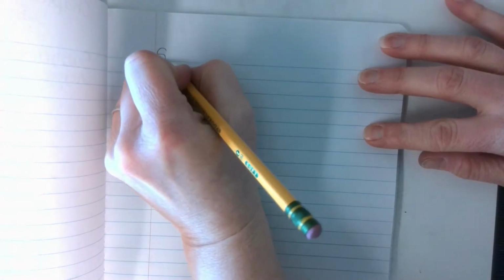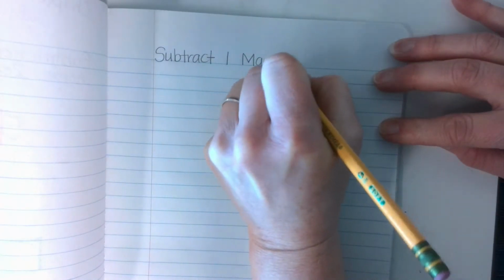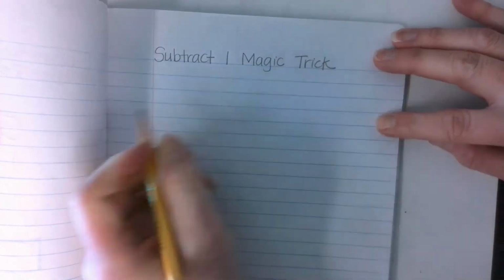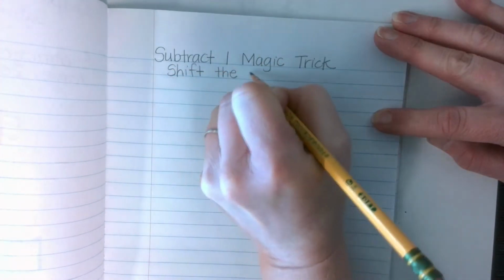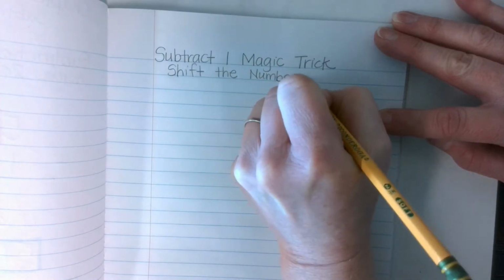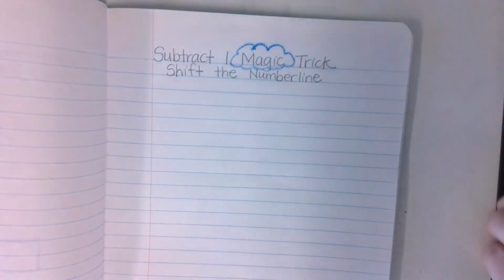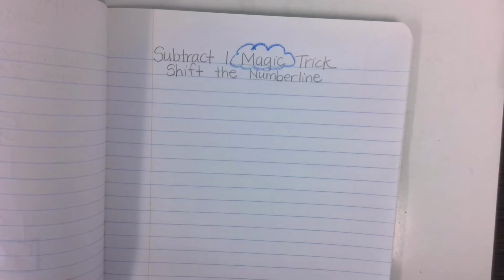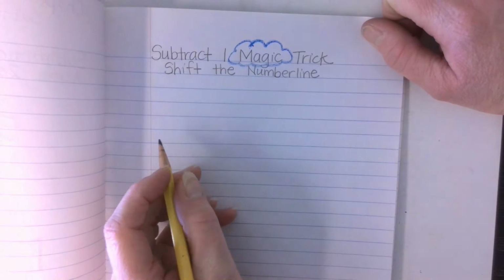And this is the subtract 1 magic trick. It can also be called shift the number line. As we saw before, when we looked earlier, if we subtract 1 from the minuend and subtract 1 from the subtrahend, our difference is going to remain the same, okay? This trick works when we have our perfect hundreds, okay?